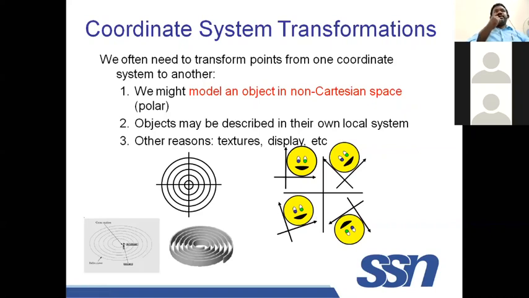Now, system of coordinates. We often need to transform points from one coordinate system to other coordinate system. Actually, in AutoCAD, you might have seen, if this is a screen, you will be having a coordinate system here, Cartesian coordinate system. This is going to be x, this is going to be y. Axis perpendicular to the screen will be z. So based on this coordinate system, you can create your images.